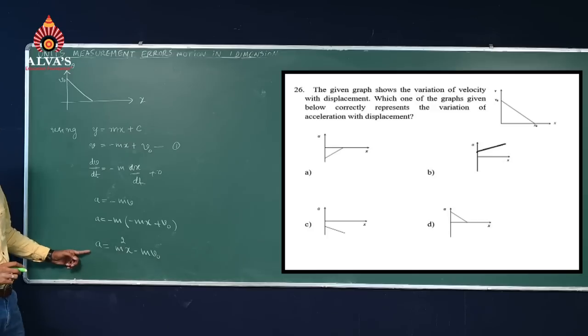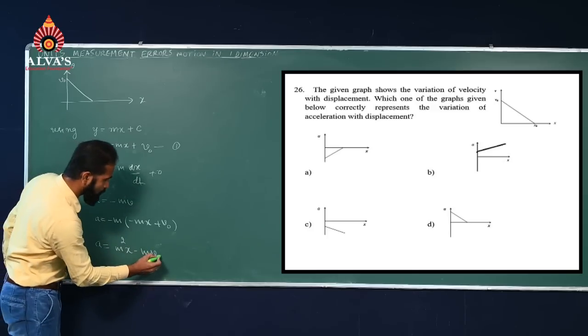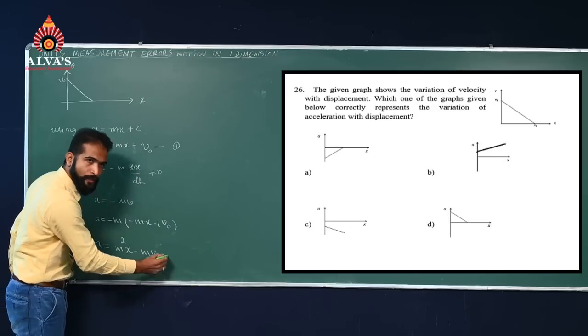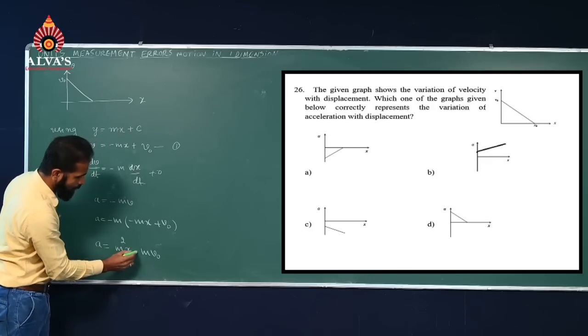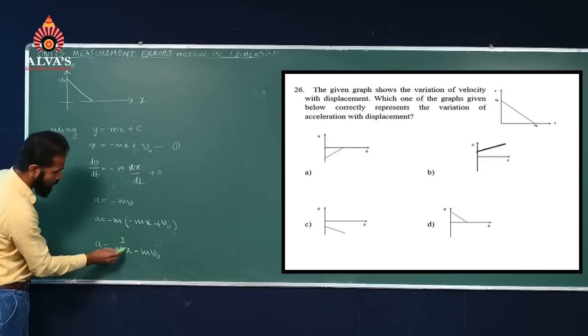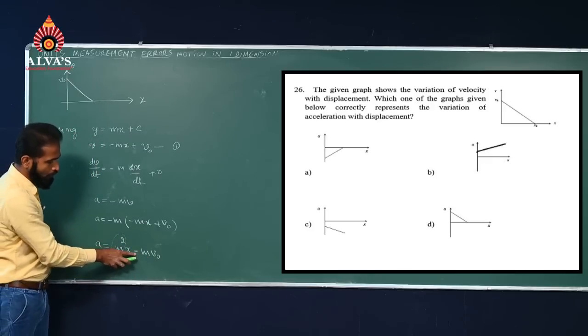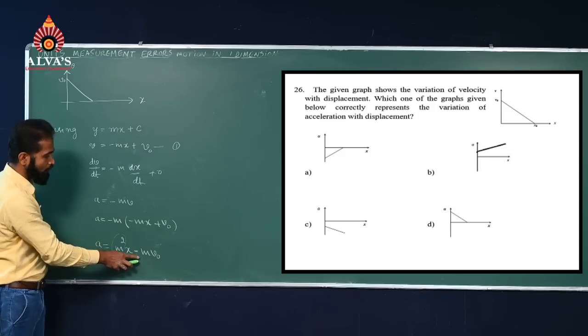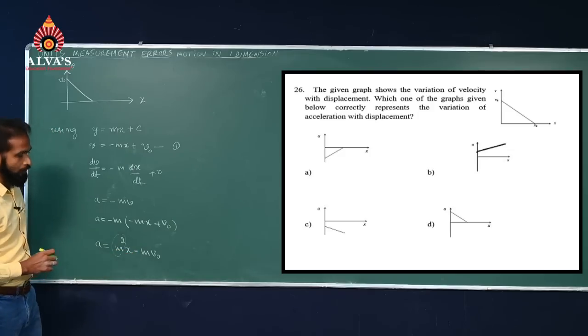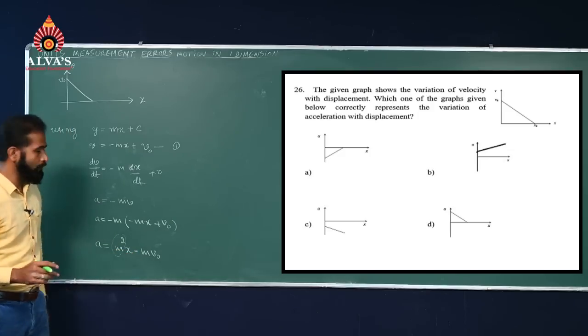Once again, this is the equation of a straight line. So this second part is a constant, and that constant has a negative intercept, whereas if you look at the first part, this is nothing but the slope. So the slope is positive, the y-intercept is negative. So that is possible only in option number 1.